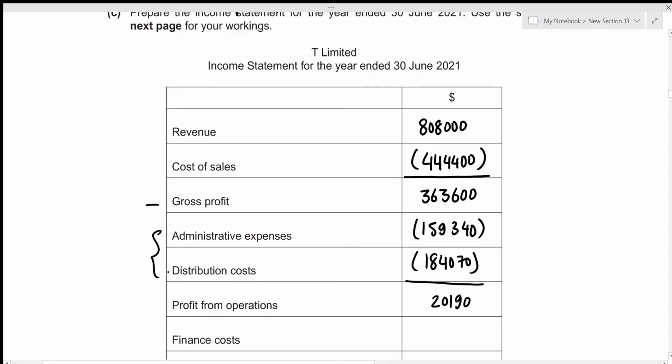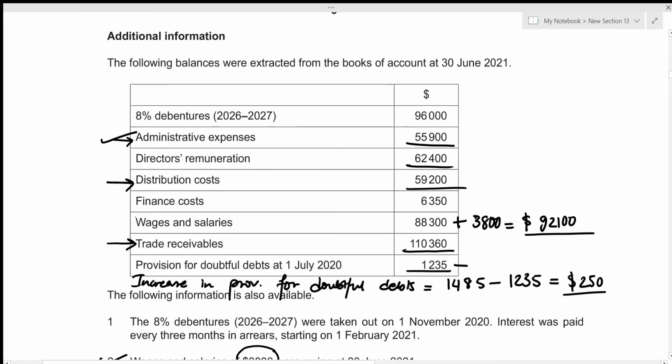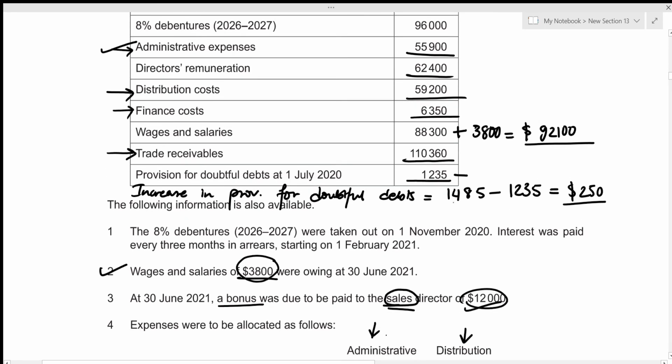Finally, we need to figure out the finance costs. Again, let's have a look at the above information. So finance cost balance is given right here, and it amounted to 6,350. Then obviously there's only one item relating to the finance cost, which is the interest on debentures given in our very first information. So the 8% debentures were taken out on 1st November 2020.